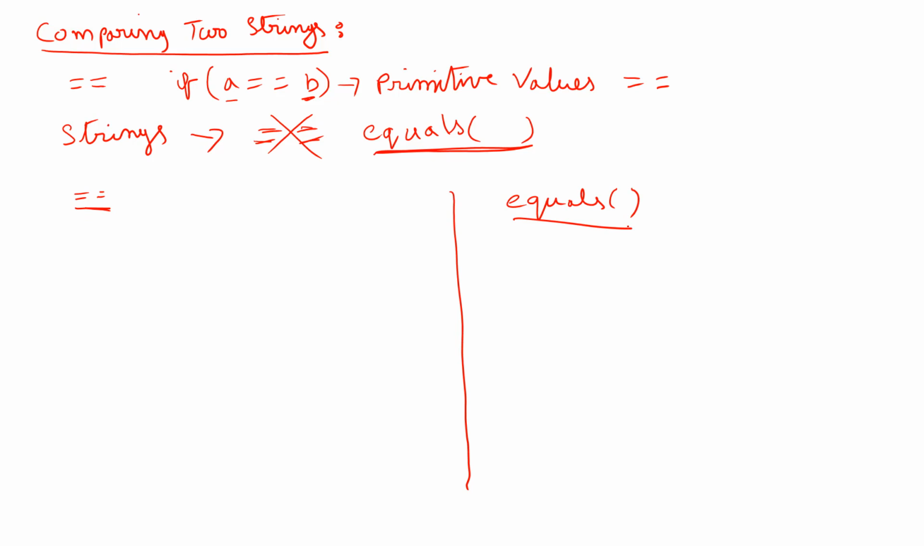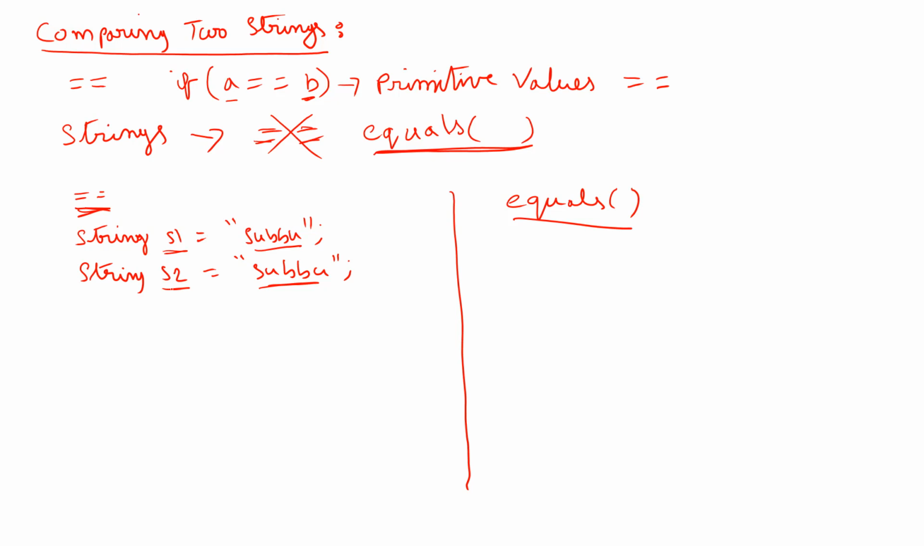Okay, so the double equals to method, in the case of strings, it compares the reference points. So let's say I have created two strings using string literals. So let's say string S1 equals to Subbu and string S2 equals to Subbu. So both are of the same value Subbu, and I have created these two strings using the string literals.